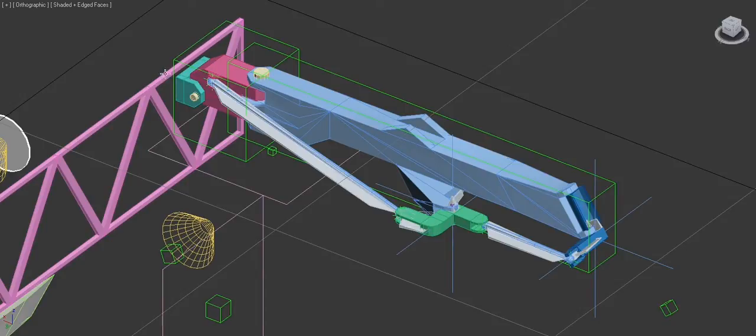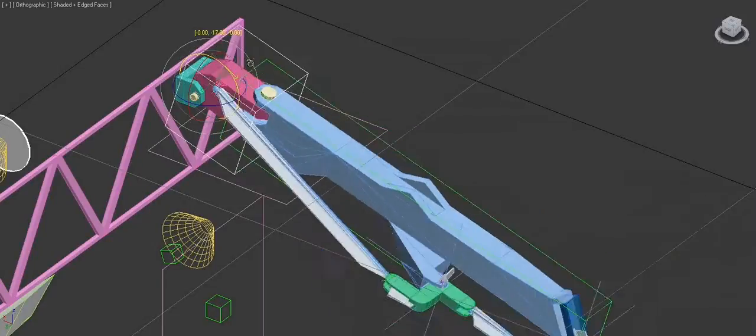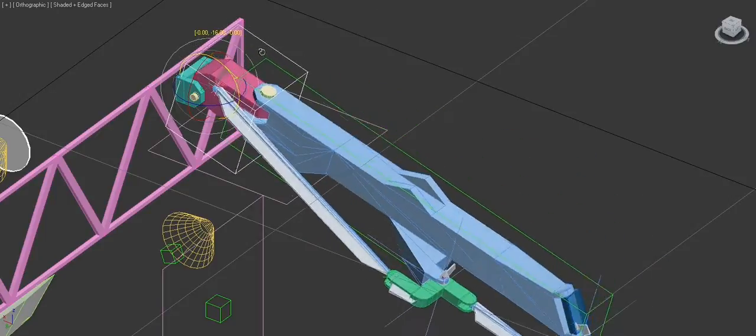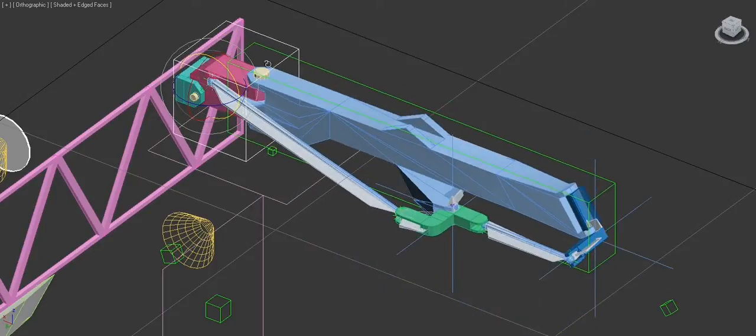I have two animation helpers here, one that controls the vertical extension of the landing gear. So this is going to be, you know, your weight on wheels, weight off wheels, etc. And the second animation helper controls retraction.